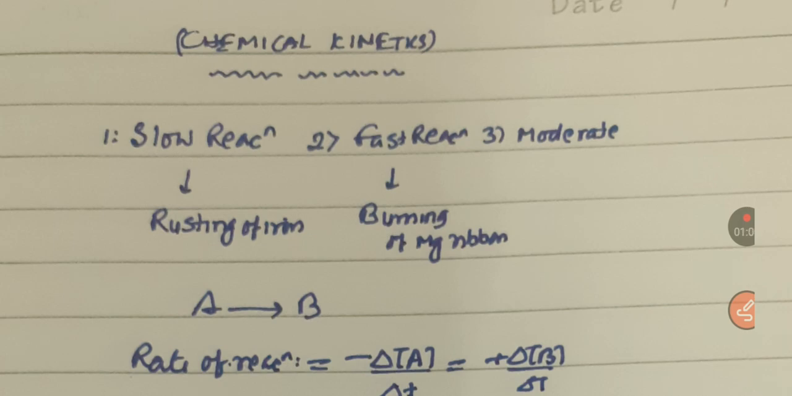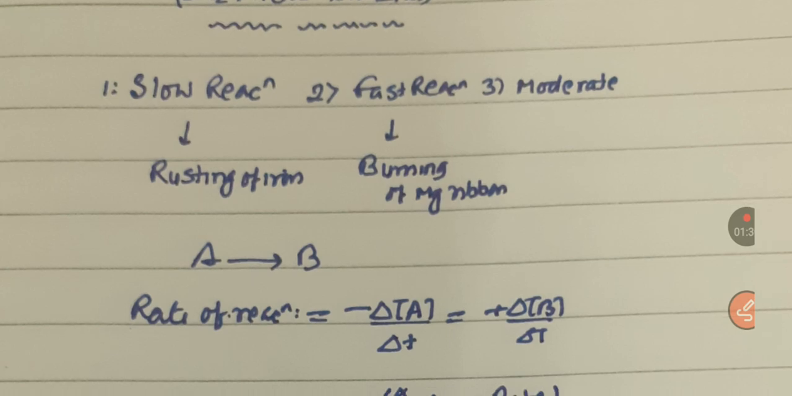Now, what are slow reactions? These are the reactions which occur with very slow rate and take lots of time to complete, like rusting of iron. Similarly, fast reactions are those which occur very readily, like burning of magnesium ribbon, and moderate reactions are those which are neither too fast nor too slow.